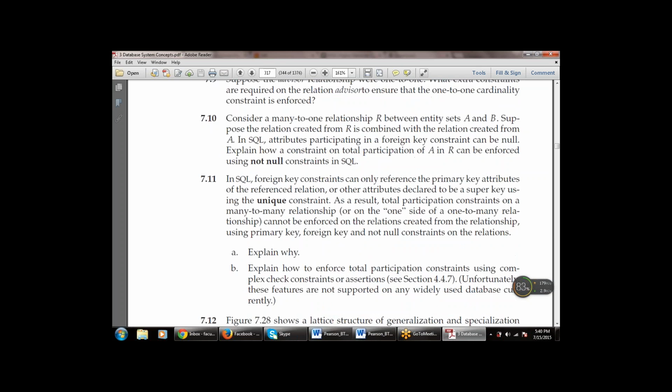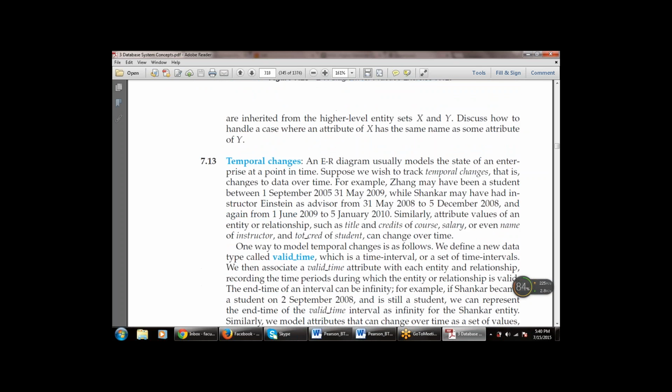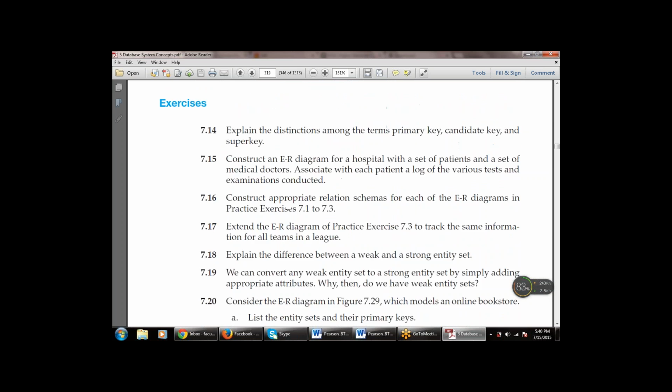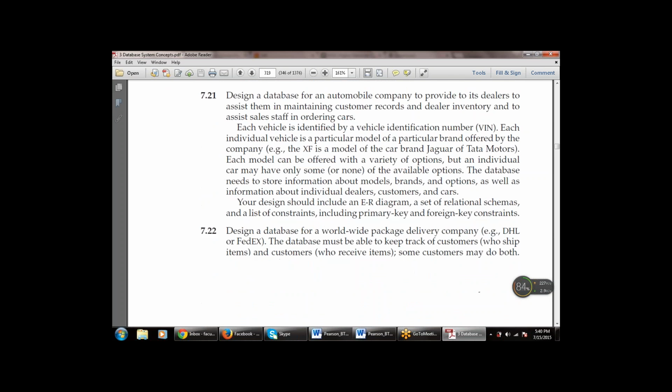Then these are the various questions about this chapter. These are the various diagrammatical representations. These are the various exercises.